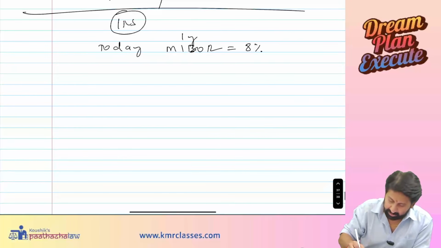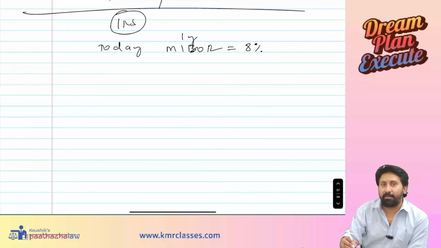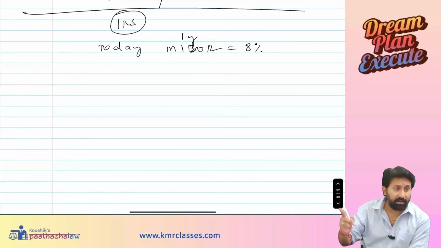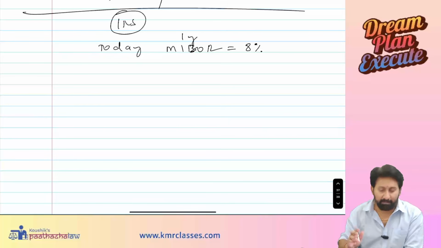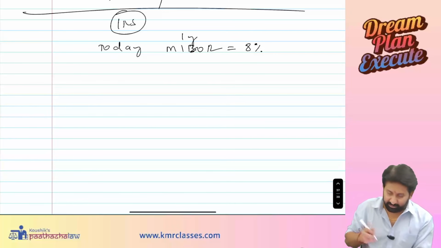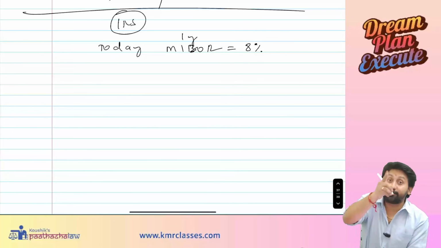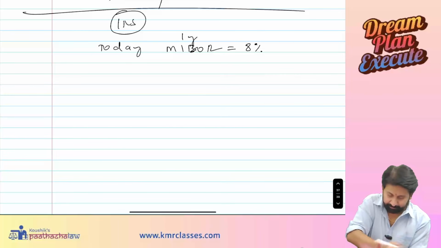Okay, now listen. I want a 1-year MIBOR, but 1-year MIBOR is not available. I will go for a 3 month MIBOR for 4 settlements, such that 1 year will be completed. So what happens? Let us see. I am talking about interest rate swaps first. See here.